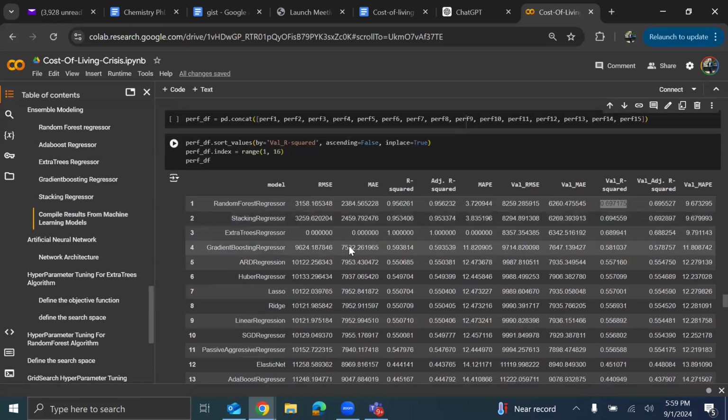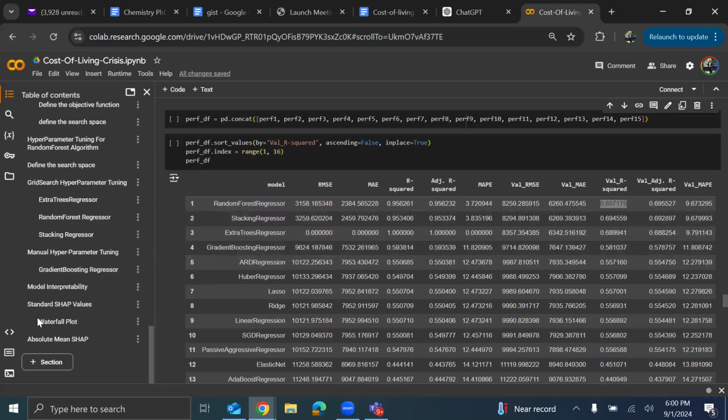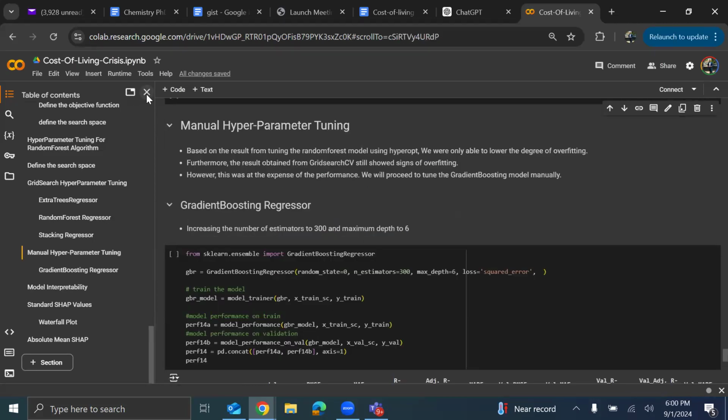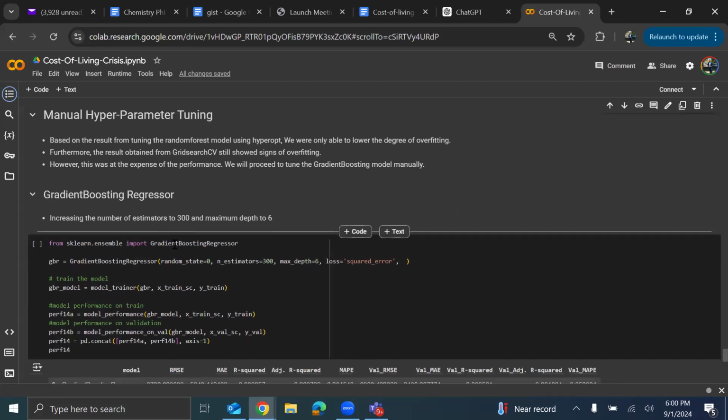Look at this. You can see that only the gradient boosting model was not actually overfitting on the train set. This is the train set, right? 0.59, 0.58. All of those were overfitting, but only the gradient boosting model was not overfitting. So I said, okay, let me do manual hyperparameter tuning on the gradient boosting model.